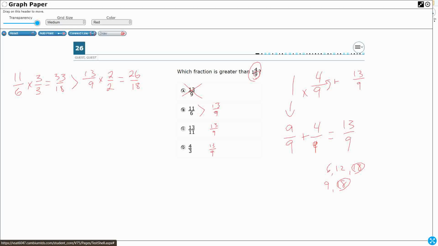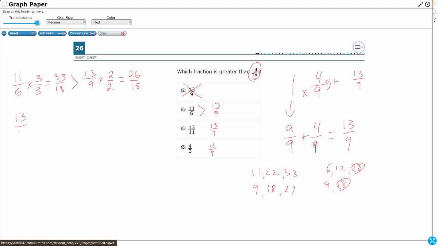Let's check out my 11ths and my 9ths. All right, so I've got 11, 22, 33, and you know what? I can tell you my 11s aren't going to get there until I get to 99. If we can list all the way out there, sometimes you just have to multiply the two denominators, and it's not going to work until 99.